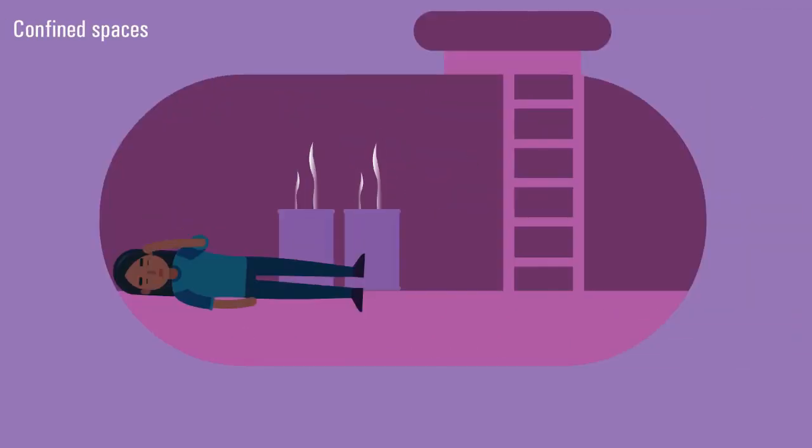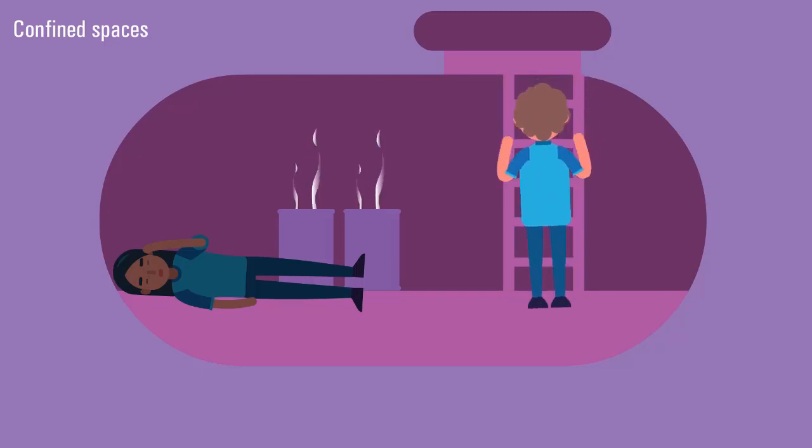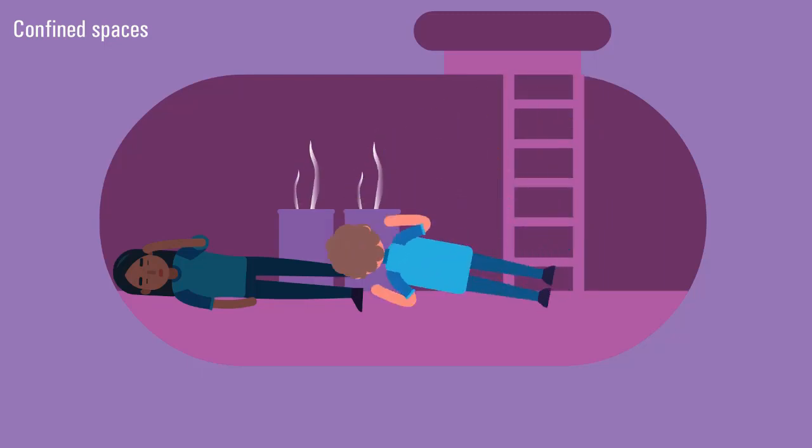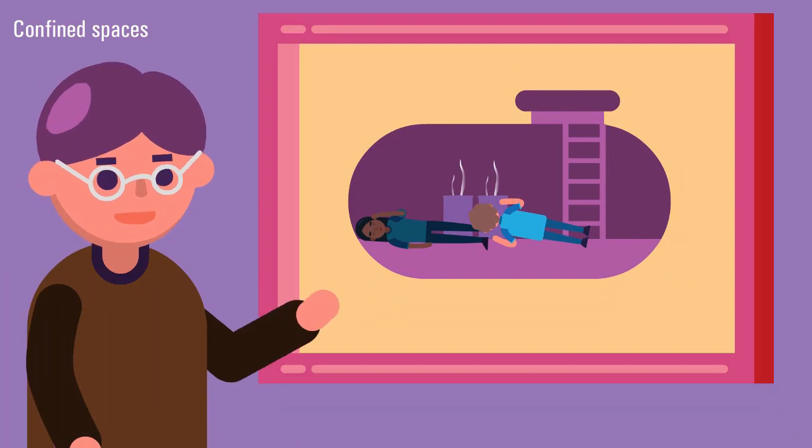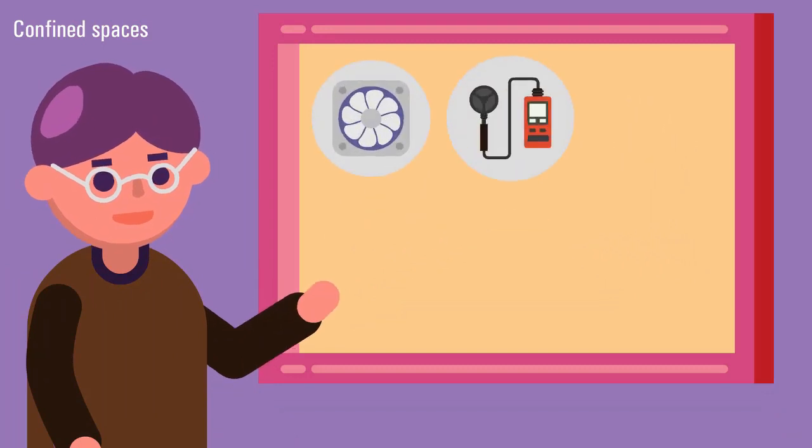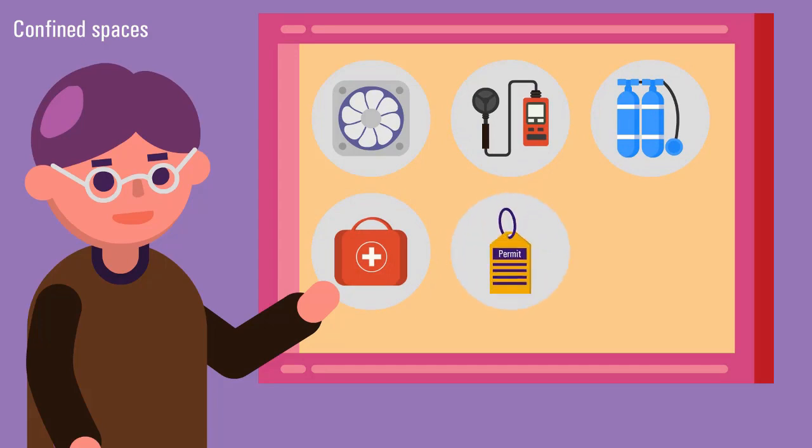Confined spaces like tunnels and tanks can fill up with unbreathable, poisonous, or flammable gases. If workers go in unprepared, they can suffocate. The same can happen to the people trying to rescue them. Anyone working in confined spaces needs ventilation, air sensors, a dedicated air supply, rescue equipment, permits, training, and supervision.